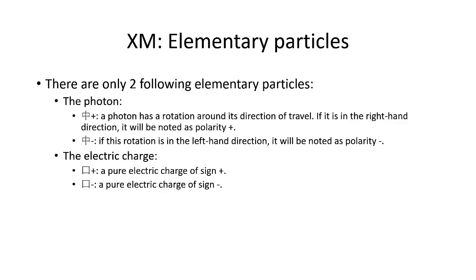XM, elementary particle. There are only two elementary particles: the photon and the electric charge. The photon plus and the photon minus. We know a photon has a rotation. If the rotation is in the right-hand direction, it will be noted as polarity plus. Otherwise, it will be noted as polarity minus.